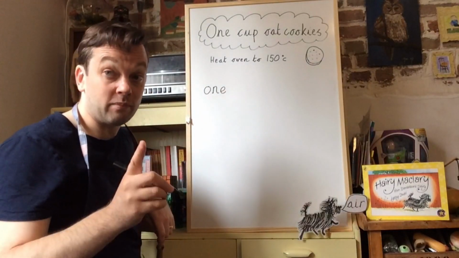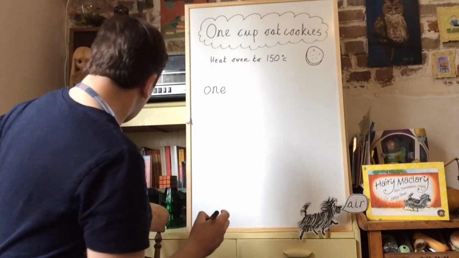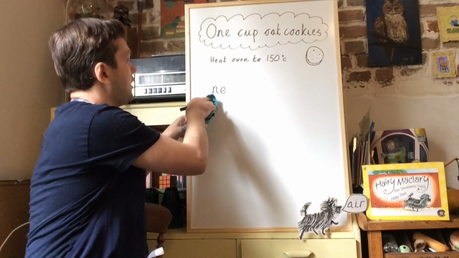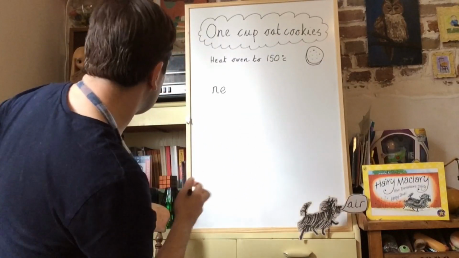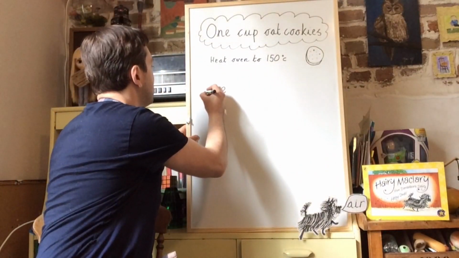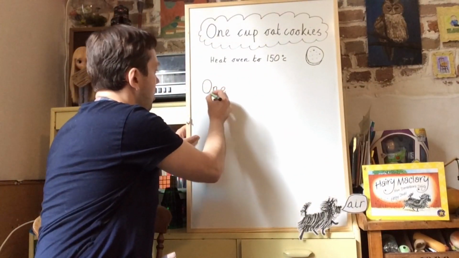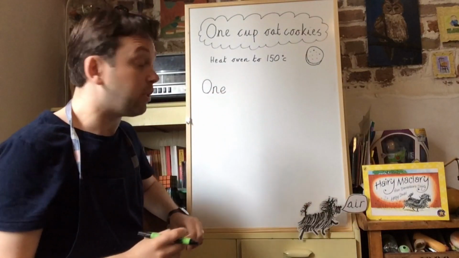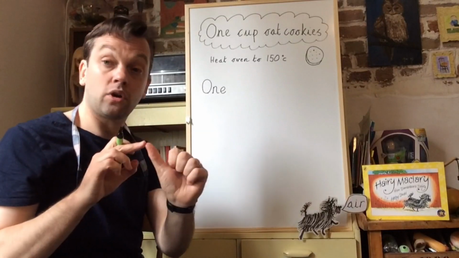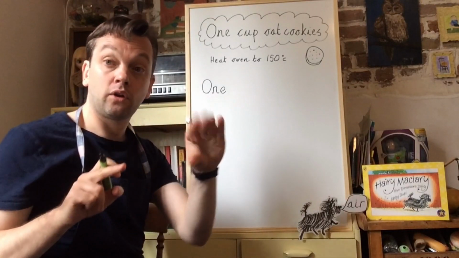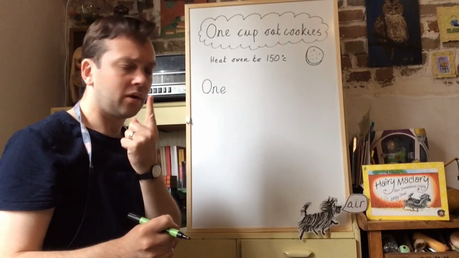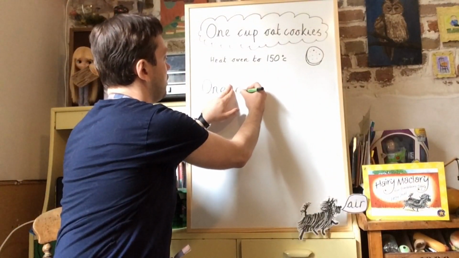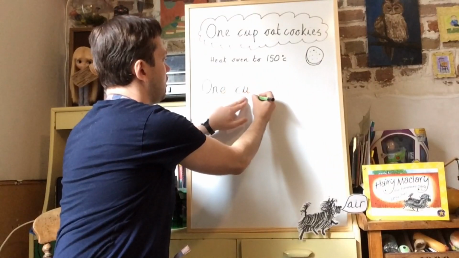Oh, I've made a mistake though. At the start of my sentence, it should have been a big letter O, shouldn't it? A capital. O-N-E. 1. Now cup. Cup. K-up. Can you write it before me? K-up.